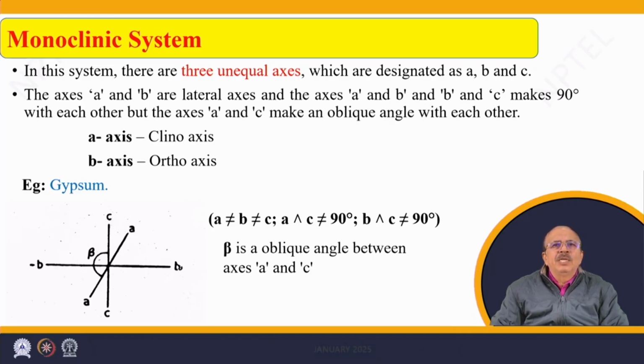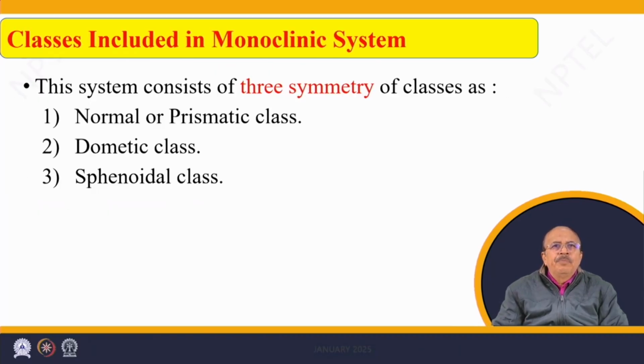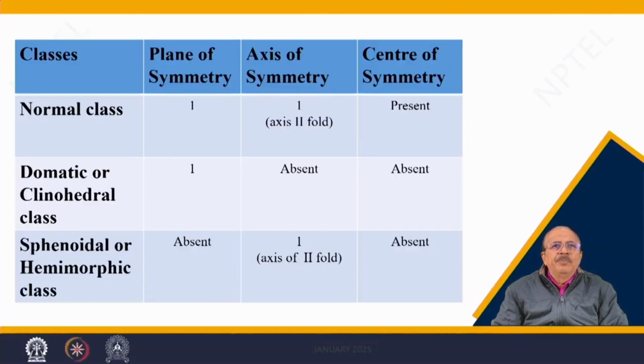In the diagram, you can see A is not equal to B is not equal to C, and angle A C is equal to 90 degree and angle B C is equal to 90 degree. Whereas beta is an oblique angle between axis A and C. The classes included in this monoclinic system are normal or prismatic class, domatic class and sphenoidal class.